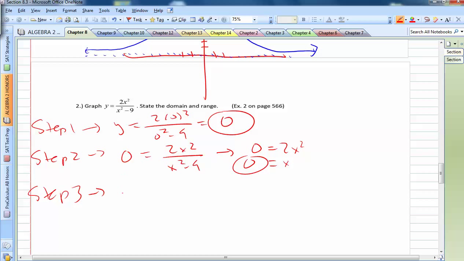Step 3, vertical asymptotes. Set the denominator equal to 0. Solve for x. You get plus or minus 3. So you're going to have 2 vertical asymptotes.